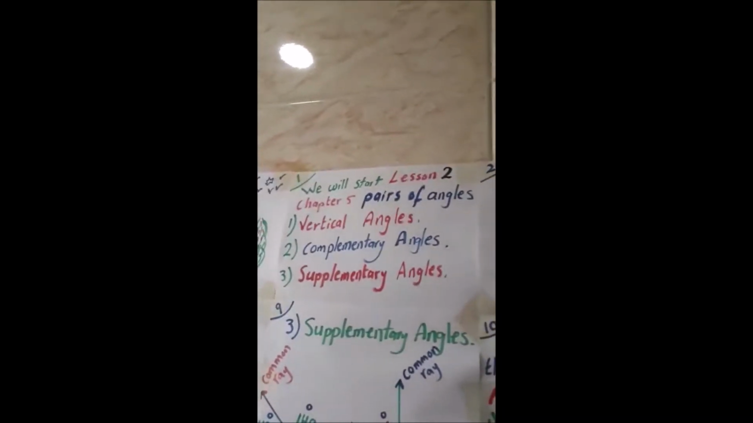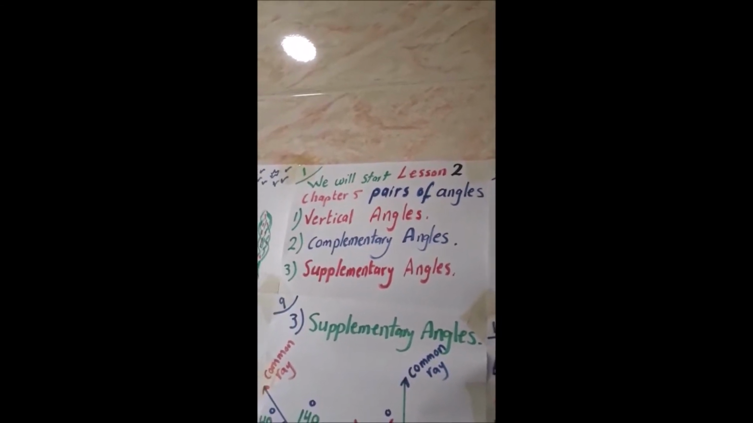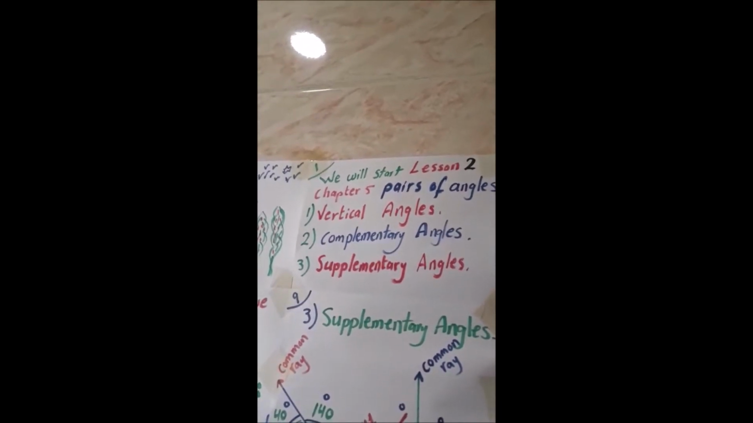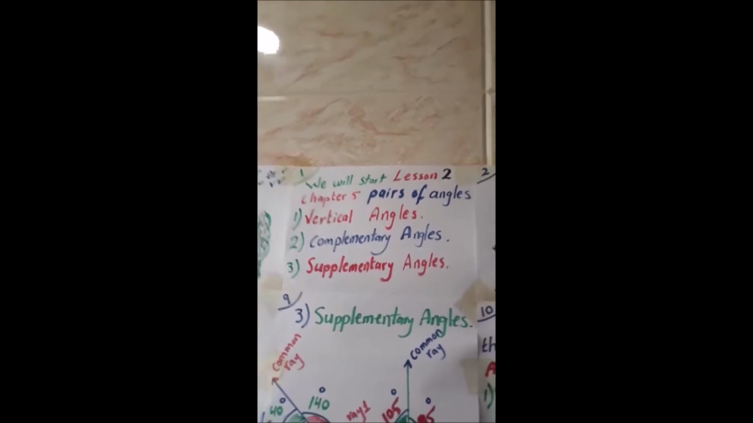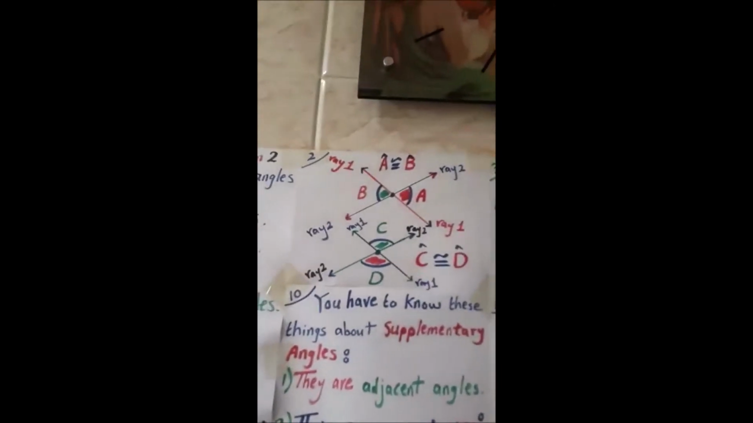Guys, today we will start with a new lesson. As I told you before, we will start with lesson 2, chapter 5. Yes, pairs of angles. And we will discuss these types of angles. Number 1, vertical angles. Number 2, complementary angles. And number 3, supplementary angles. Let me start with number 1.